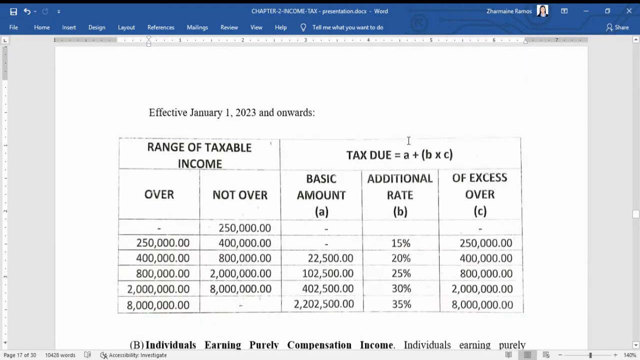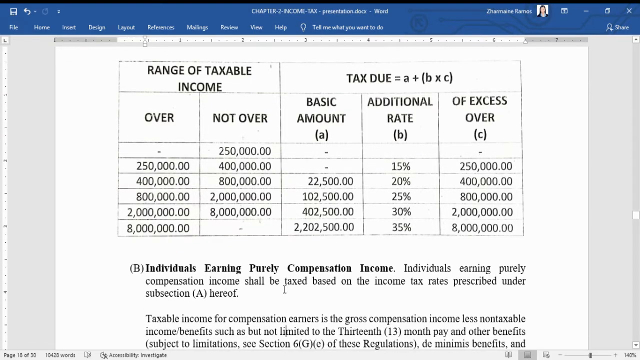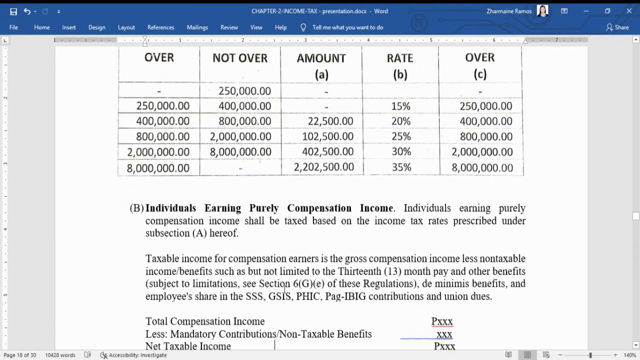Another one, ito naman is effective ng January 1, 2023 onwards. Ganun din naman yung computation. Mapapansin mo lang, nagbago yung tax rate dahil yan sa TRAIN law. Next is how will you compute if the individuals are earning purely compensation income? So, individuals earning purely compensation income shall be taxed based on the income tax rates prescribed under subsection A hereof.